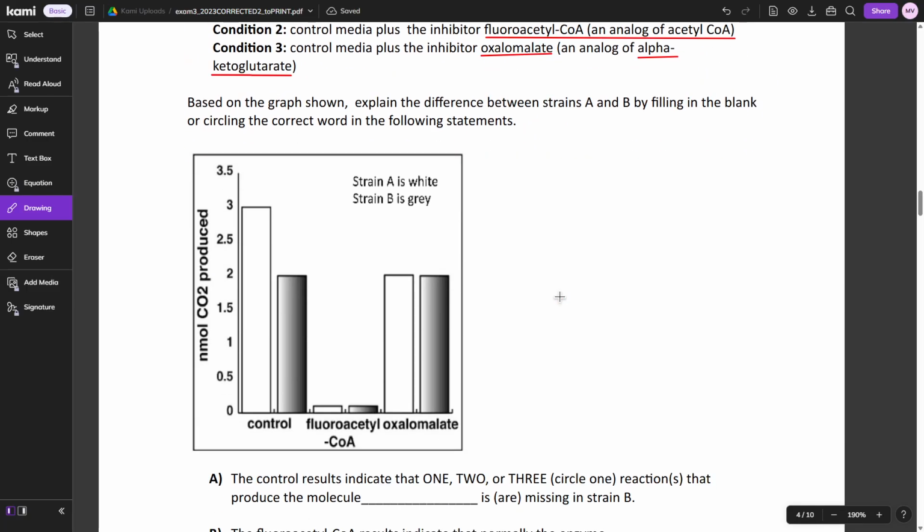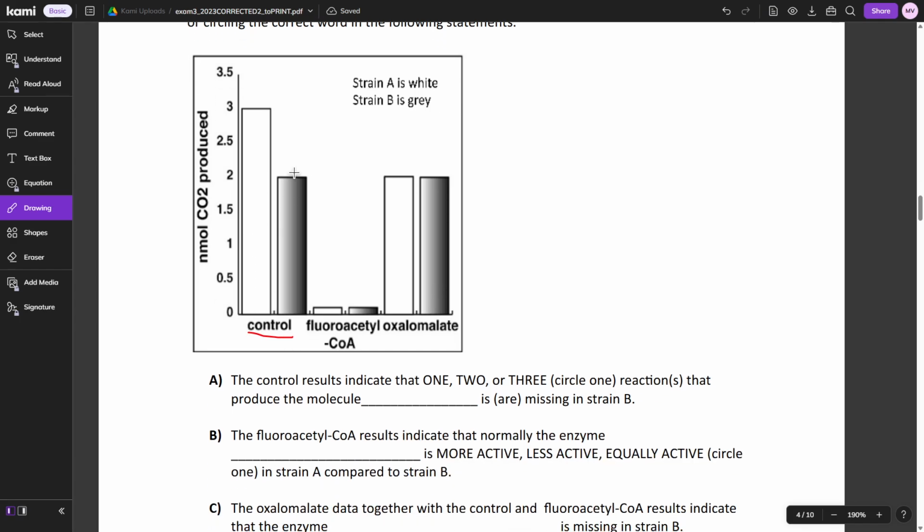So now we look at the graph, and we have CO2 production in three different conditions. Pretty straightforward. If you look at the control, the weird thing is that strain B is missing a CO2, or strain A has an extra CO2. What are the reactions that produce CO2 in this chain? So 3 and 4 from citric acid do. Is there another one? PDH makes one. So there's 3.